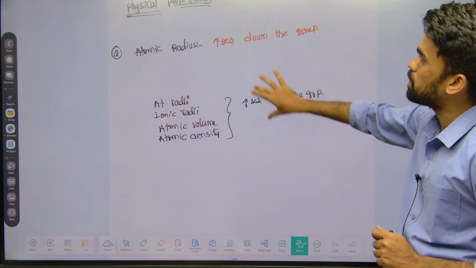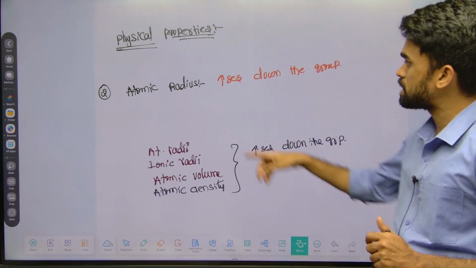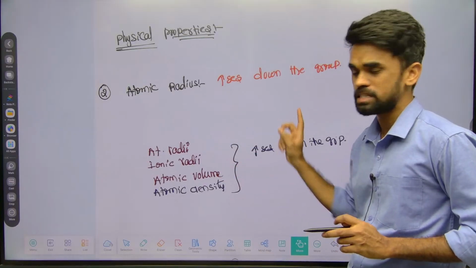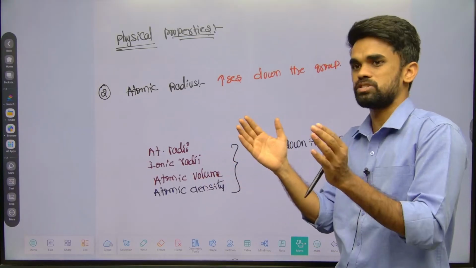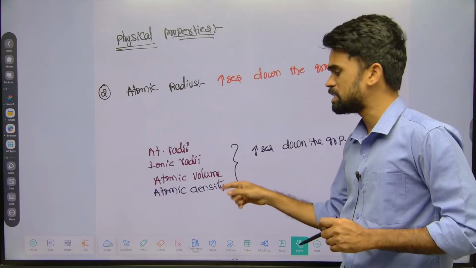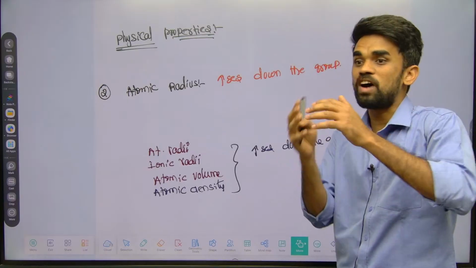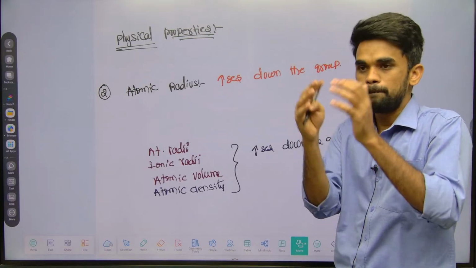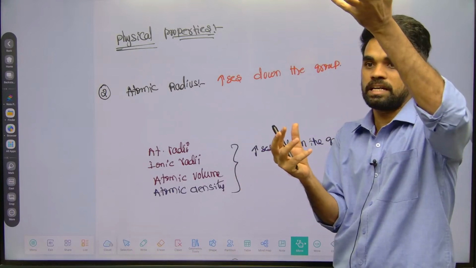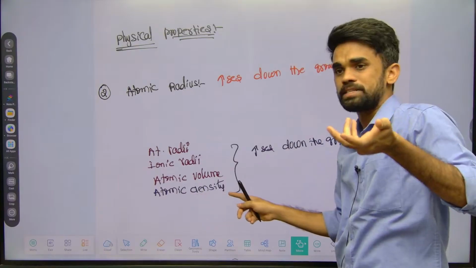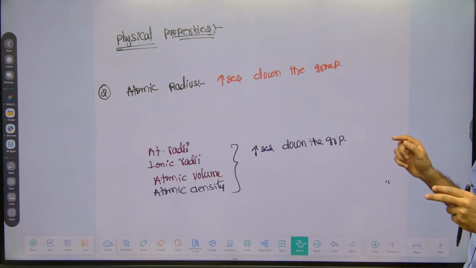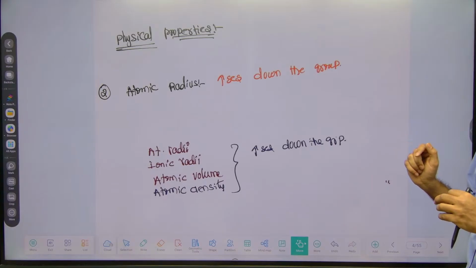Now what happens to the periodic properties? Down the group, size increases: atomic radius increases, ionic radius also increases. Atomic volume means also size only, so it also increases, and density also increases. Why is density increasing? Down the group mass increases, and mass by volume is density. The increase in mass is greater compared with the volume, that's why density also increases. So in short form you can write AR, IR, AV, AD, all of them are increasing.